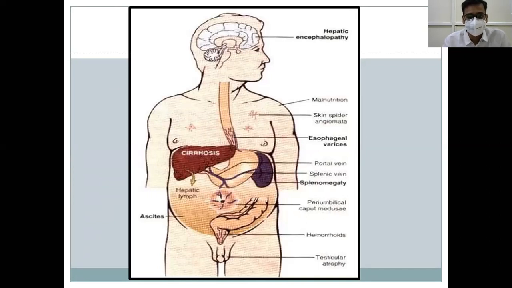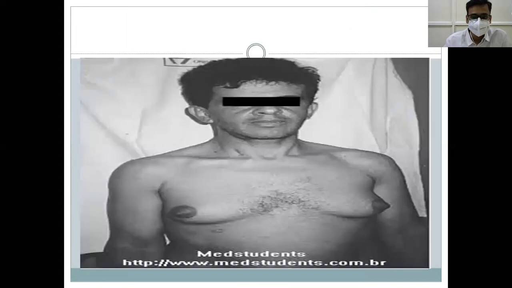Portal vein gets dilated. There will be splenomegaly. Periumbilical dilatation of the blood vessels will be there. That is nothing but the caput medusae. Hemorrhoids and testicular atrophy. The ascites also can be seen in many of the cirrhotic patients. This is a picture showing gynecomastia in the male cirrhotic.